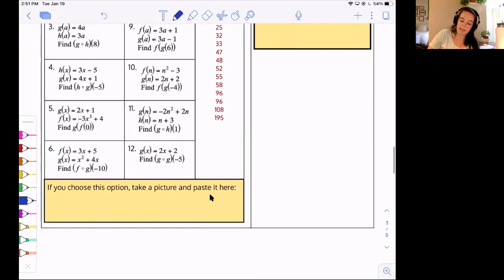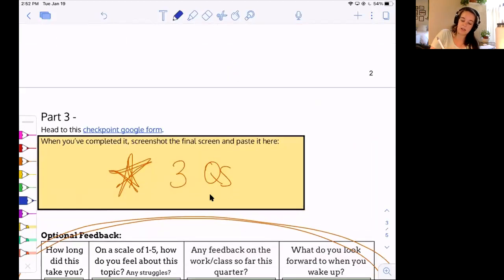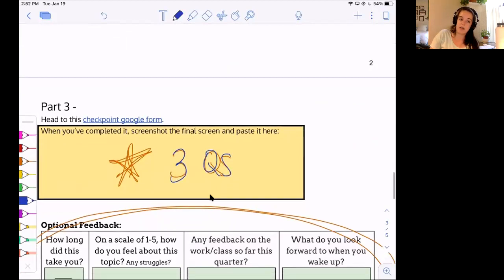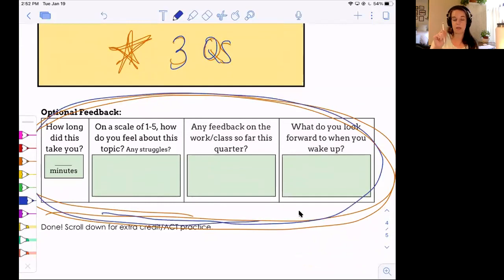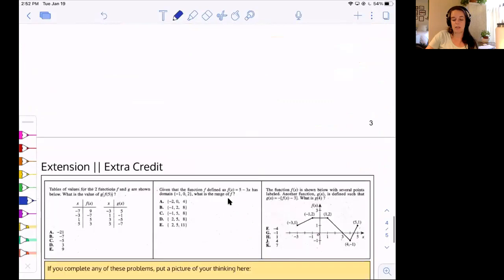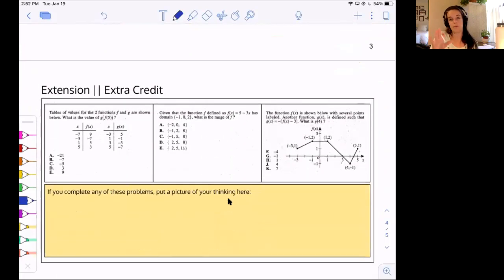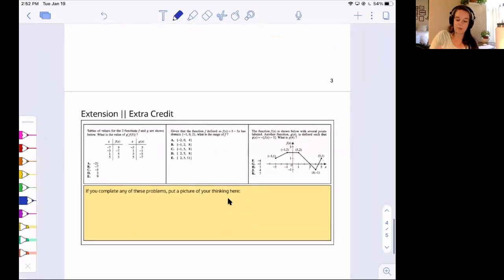And then part 3, as always, is your checkpoint question or your checkpoint form. It is 3 questions. You do have optional feedback. We've changed a few things up this semester, so I want to get your feedback on it. If you can and you're feeling comfortable to offer some feedback, that would be awesome, but it is optional, so don't let it hold you back from turning things in. There is like 3 extra credit questions if you want them.